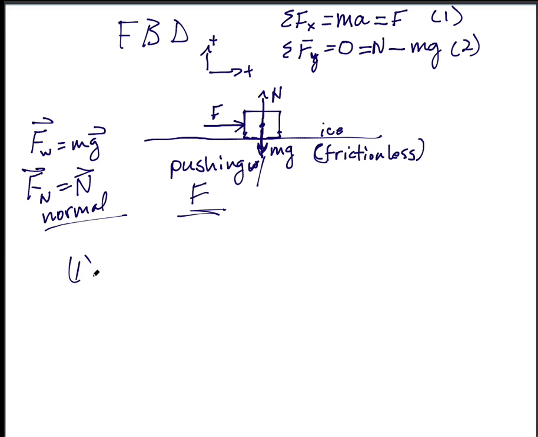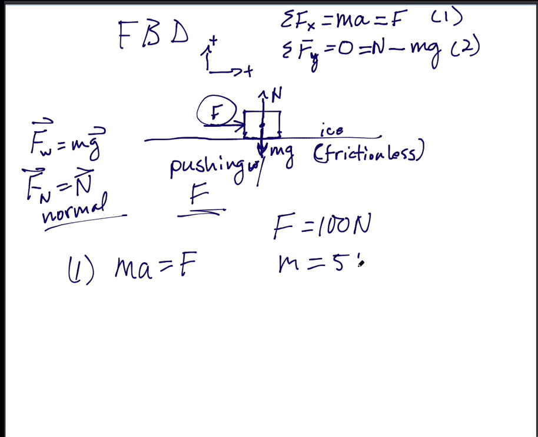Let's rewrite number 1 down here: ma equals F. If I knew literally how hard I was pushing, and I knew the mass of my box, I can figure out the acceleration at this point. So if I knew that the force were, say, 100 newtons, and the mass of the box were, say, 5 kilograms, then I can figure out the acceleration by the force divided by the mass. So 100 over 5 is 20, and the units are newtons.